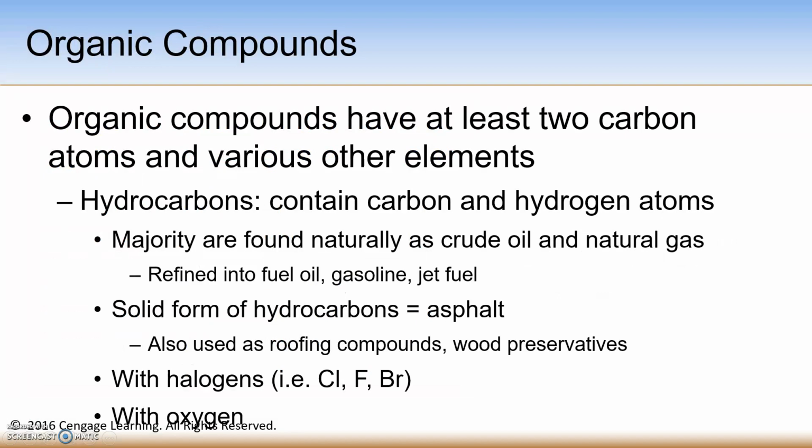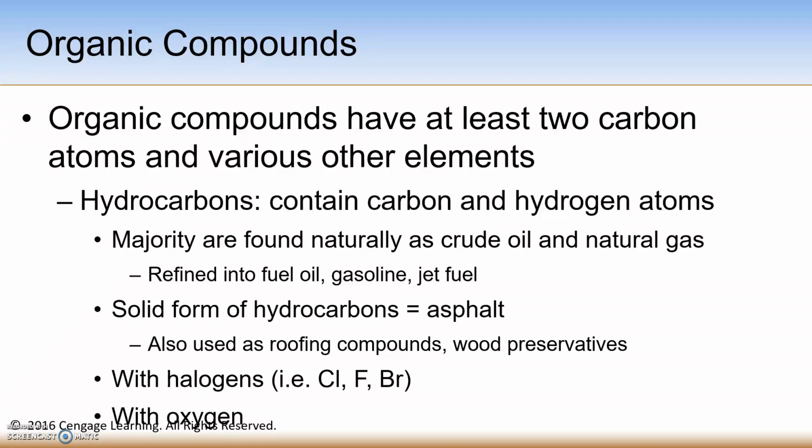Organic compounds have at least 2 carbon atoms and combine with various other elements, most commonly hydrogen. The only exception to this rule is methane. Methane consists of 1 carbon atom with 4 hydrogens, and it's the simplest organic compound. Also, methane is a more potent greenhouse gas than carbon dioxide.